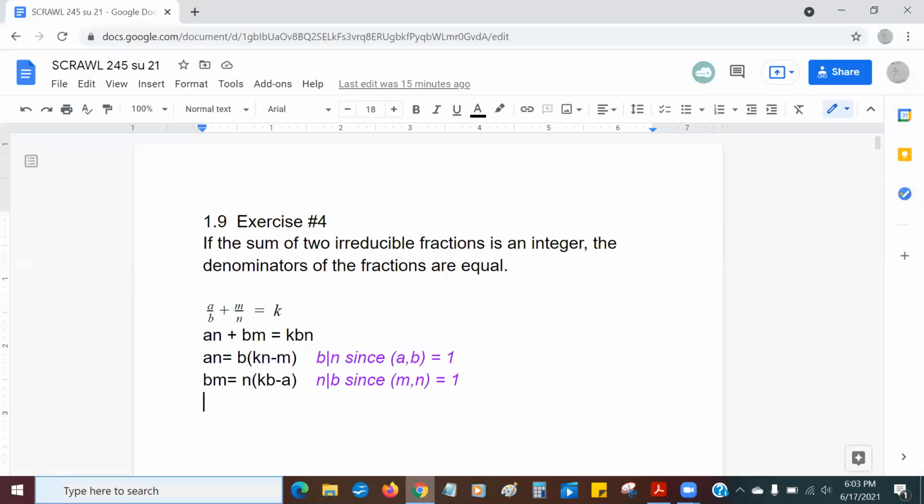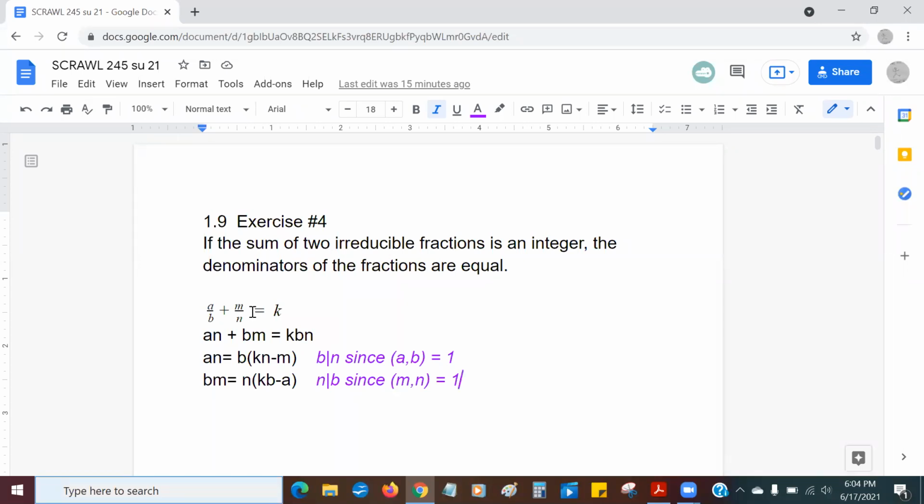So here we are in my trusty Google Docs, exercise number 4. I want to show that if the sum of two irreducible fractions is an integer, the denominators are equal. Here are my two fractions, a over b plus m over n, and that equals some integer k. Just to be clear, the greatest common factor of a and b is 1, and the greatest common factor of m and n is 1. That's what it means to be irreducible.